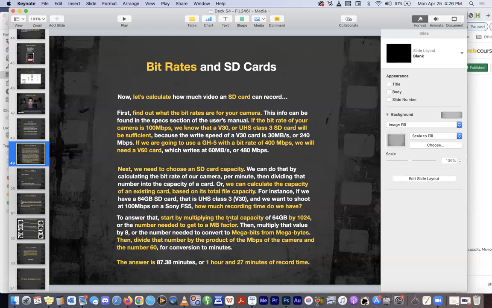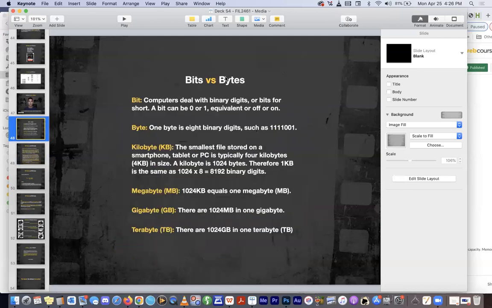Okay, start by multiplying the total capacity, 64 gigabytes, by 1024. Why am I doing that? If we look at a bits versus bytes comparison, we see a bit is the basic component of data. It's a 1 or a 0, right? It's the most fundamental piece of data in an image file, right? But bits is really granular. It's a lot of digits to start talking about an image file when we're talking about billions and billions of bits. So we start breaking it off into bigger bytes. So literally a byte is 8 binary digits. Okay. So 8 bits equals a byte.